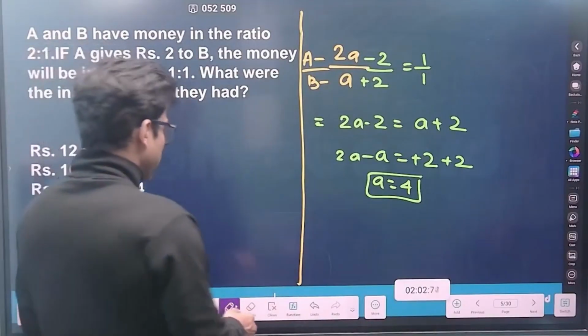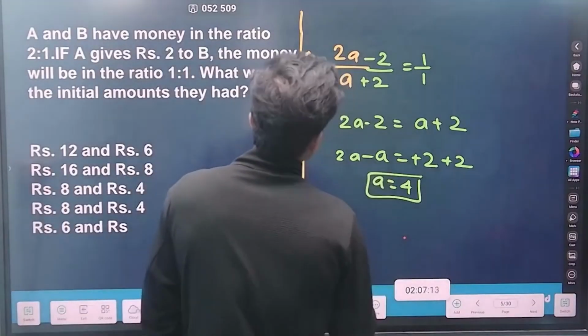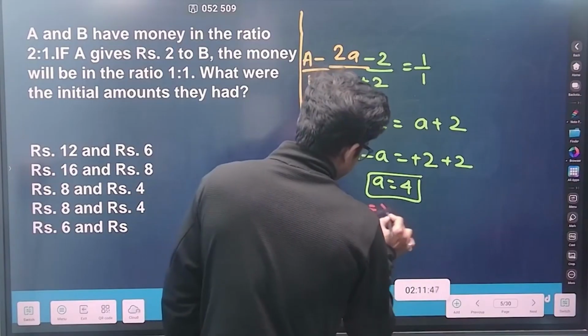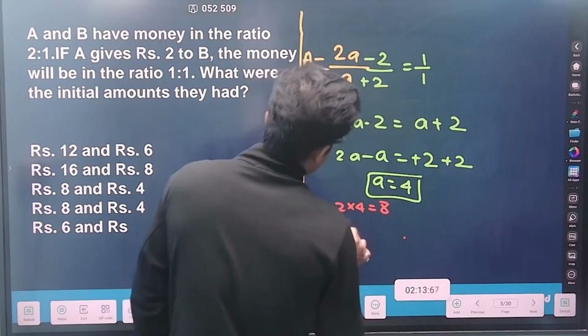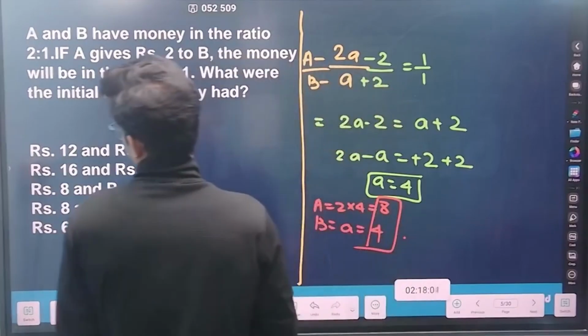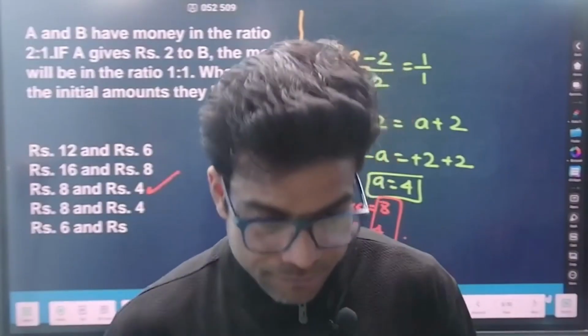If A is 4, then my capital A, which is 2A, 2 into 4, is 8, and capital B, which is A only, is 4. So 8 and 4 should be the amounts they are having. So the option A, B and C would be the correct answer.